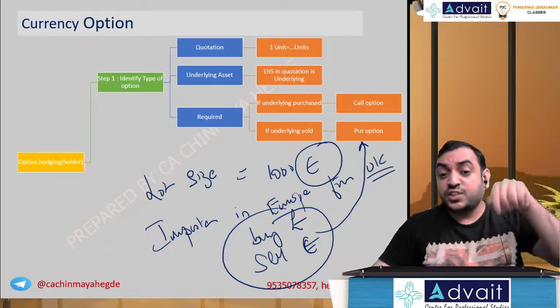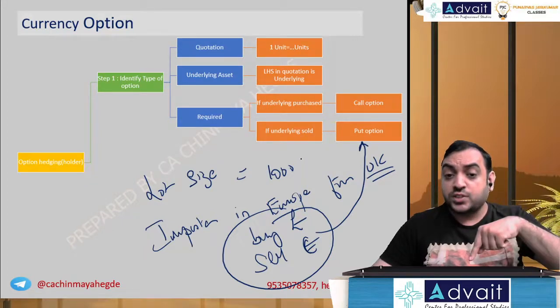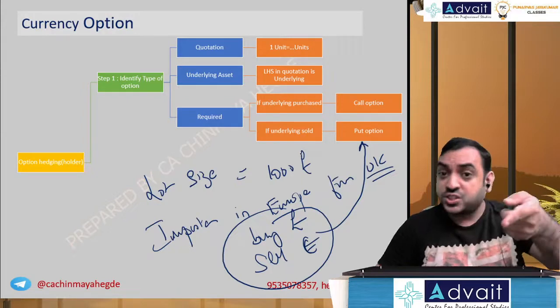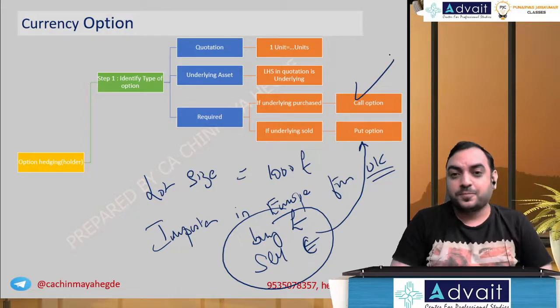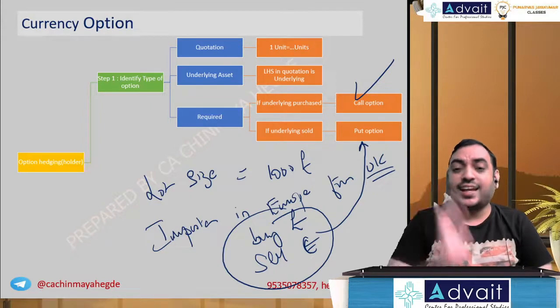If the lot size was not 1,000 euro, if the lot size was 1,000 pounds, now pounds is the underlying asset, pounds I'm buying, I would have gone for call option. It's as straight as that.